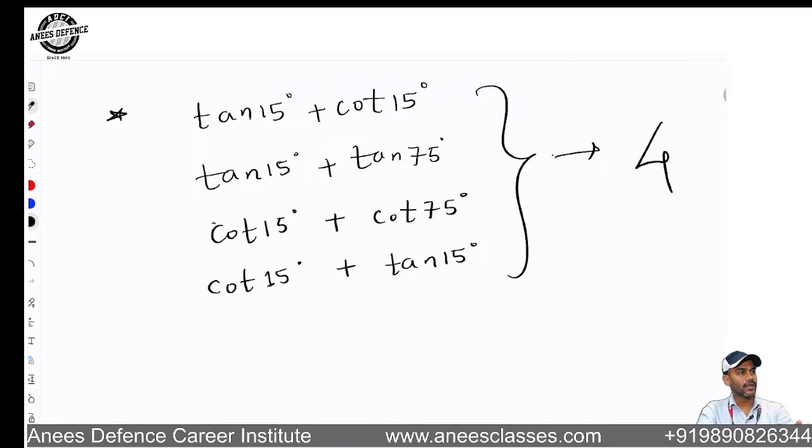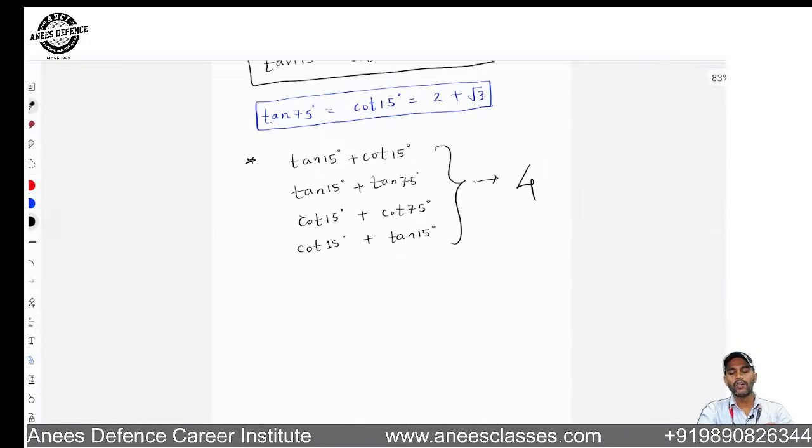One of the values will be with minus sign in between 2 and root 3, and the other value would be with plus sign, 2 plus root 3. If you add both of them, plus root 3 and minus root 3 would be cancelled. So what would be the final answer? 4. These questions have already been asked in various competitive exams. So please remember it. Answer is 4. Is there any doubt? No, sir.